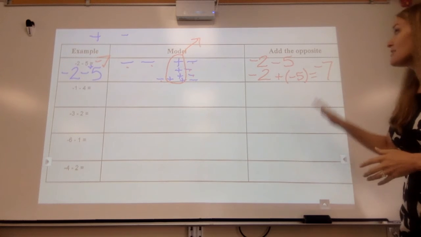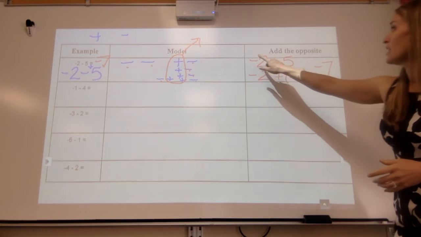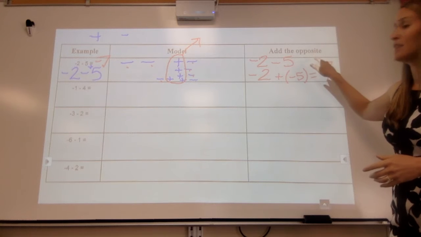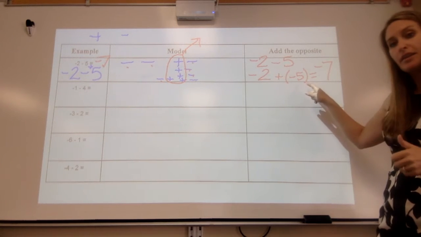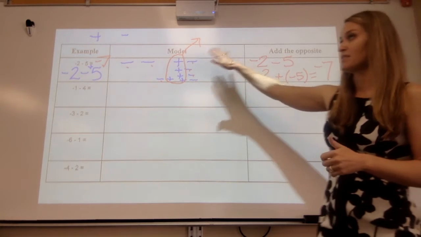So remember, this is just another way to look at it. If you can look at it as -2 take away 5 is -7, that's great. I'm happy for you. But some kids need to see it rewritten, so this is a little tool that helps them. Same thing as the models.